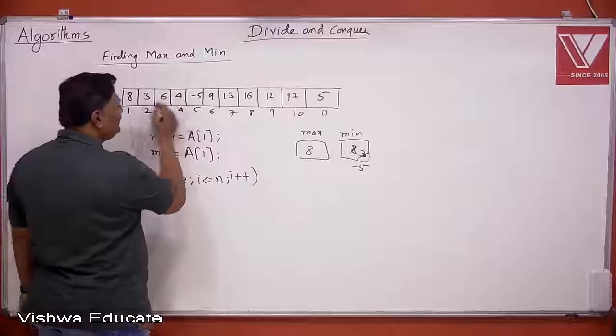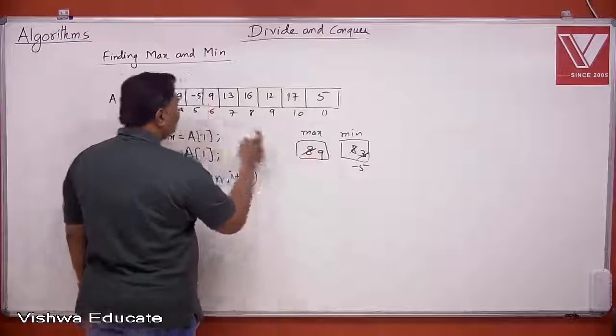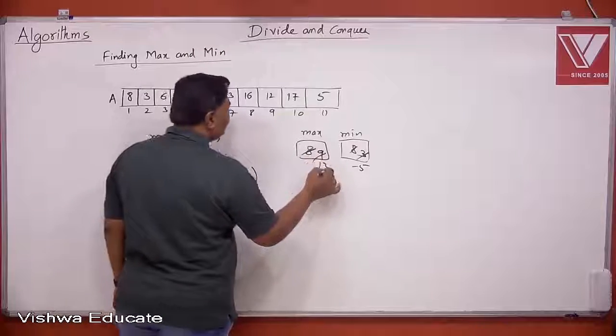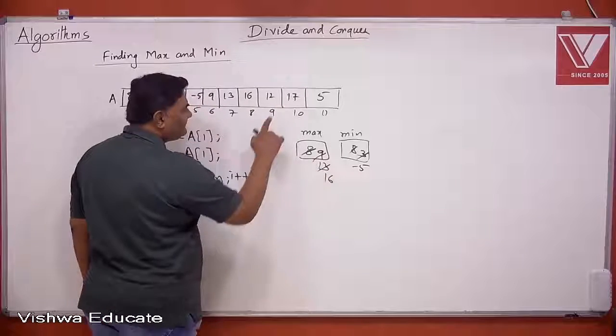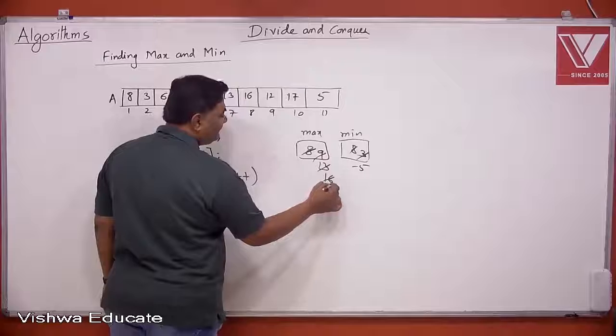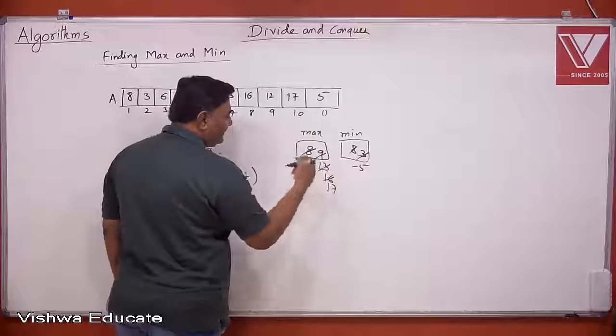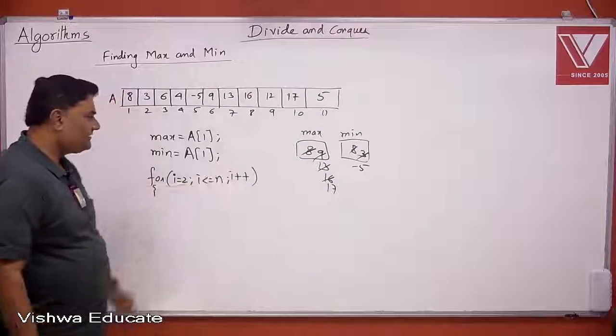Similarly here, I did not show you this. 9, 13 is greater, so change it to 13. 16 is greater than this, so 16. Then 12 is not greater than 16, don't change it. 17 is greater than this one, 17. 5 is not greater, don't change it. So we got the maximum answer and minimum answer.